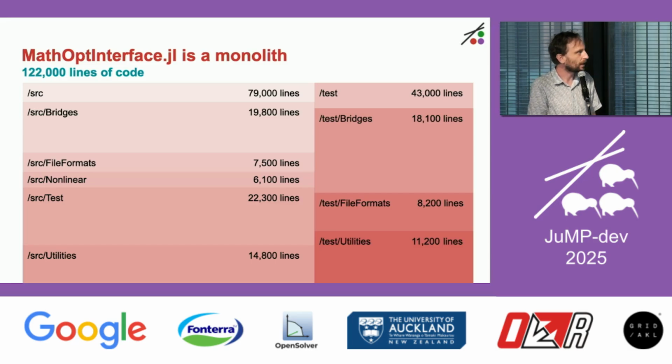Another thing inside MOI is this test submodule. So as a solver abstraction, we also provide solvers with a lot of tests. And so kind of another quarter of our source code is tests for other solvers. We'll go through each of these submodules in a bit more detail. There's also one for file formats, some nonlinear stuff, and then this utilities thing at the end, which has turned into the kind of place where we put all the other stuff that we didn't really know where to put.